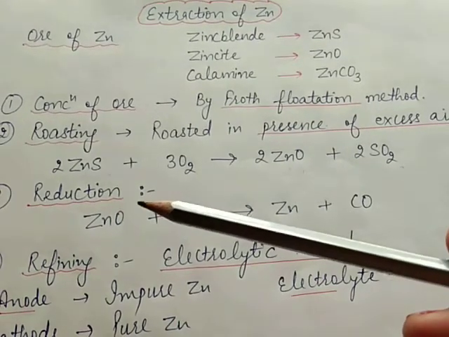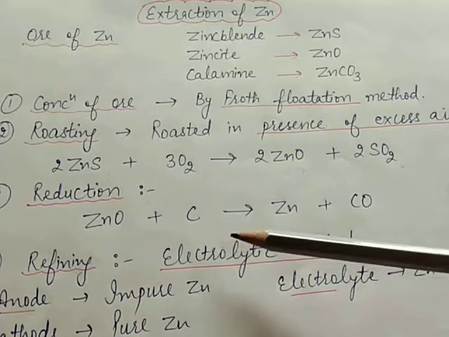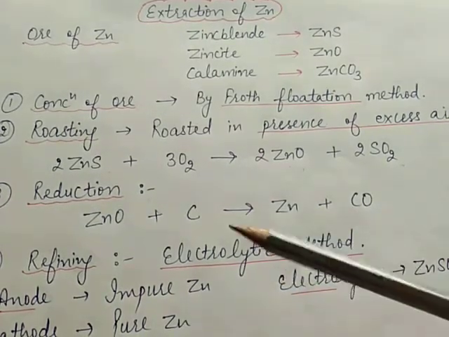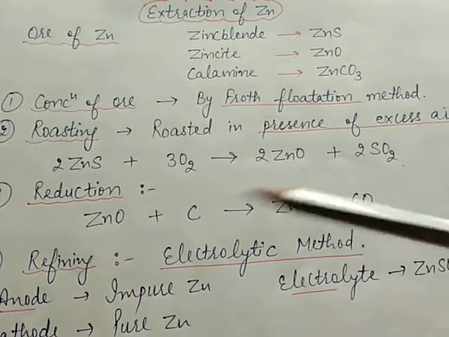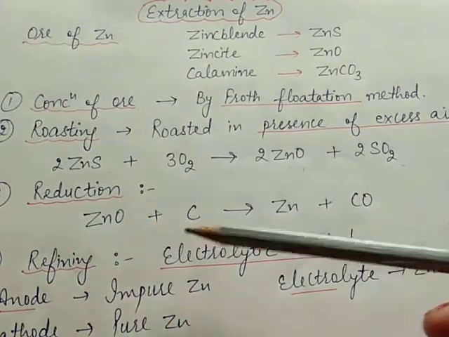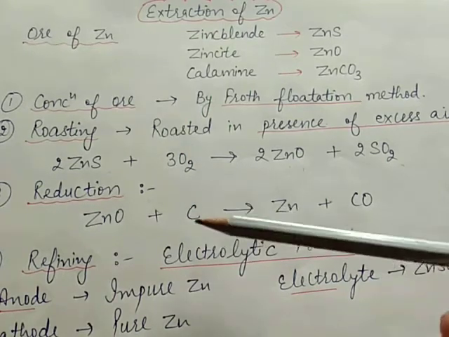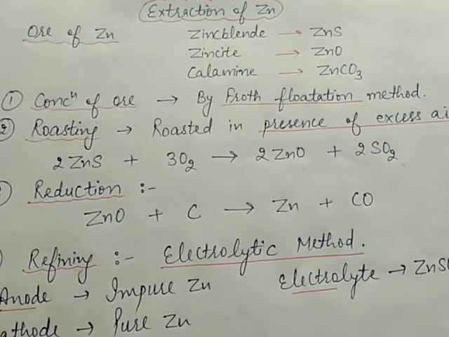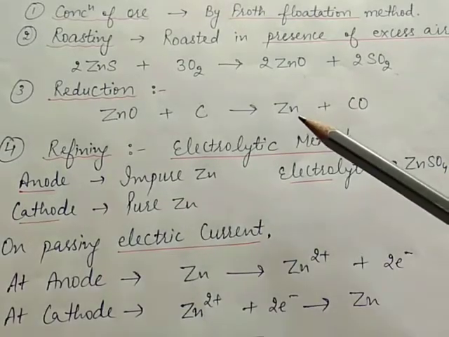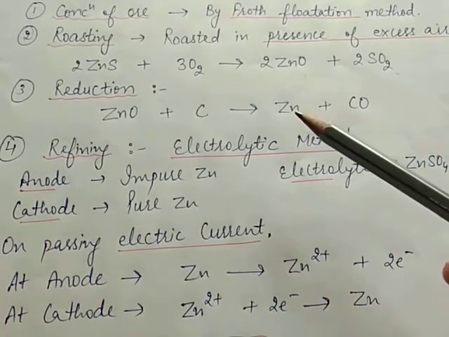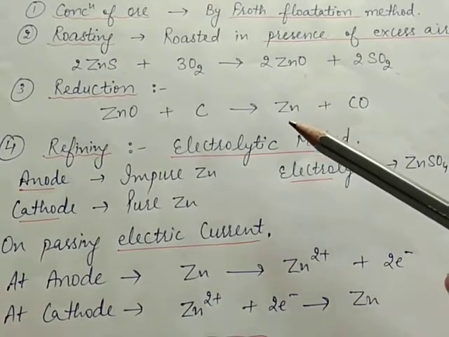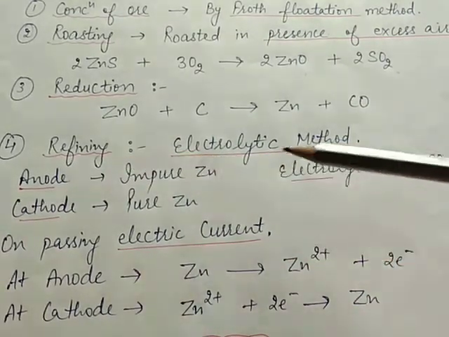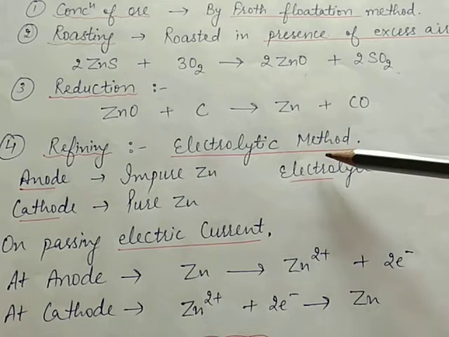Now the third step is reduction. Zinc oxide is reduced to zinc by heating with carbon. This zinc oxide reacts with carbon, and after heating it will form Zn plus CO. Zn means zinc. This is impure zinc. After that, the last step is refining. The refining is done by the electrolytic method.